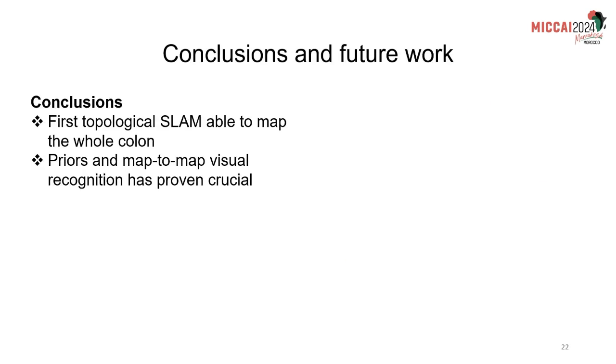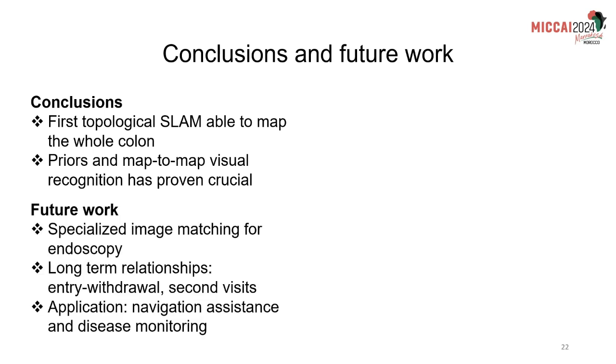For conclusions, we have presented Colon SLAM, the first topological SLAM able to map the whole colon, and we have observed empirically that including priors and this map-to-map visual recognition has proven crucial in building good maps and finding good covisible relationships. As future work, specialized image matching for endoscopy is still to be fully explored, and we have to build long-term relationships like entry and withdrawal and second visits, which are a limitation of this work, that will unlock personalized patient maps that will be applied in real use cases like navigation assistance and disease monitoring.